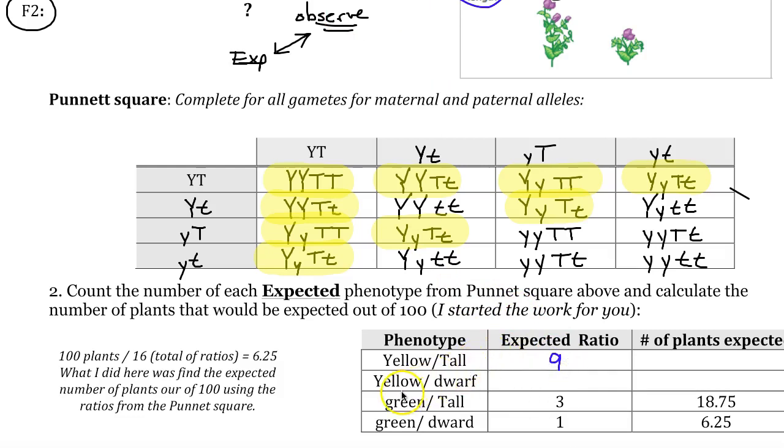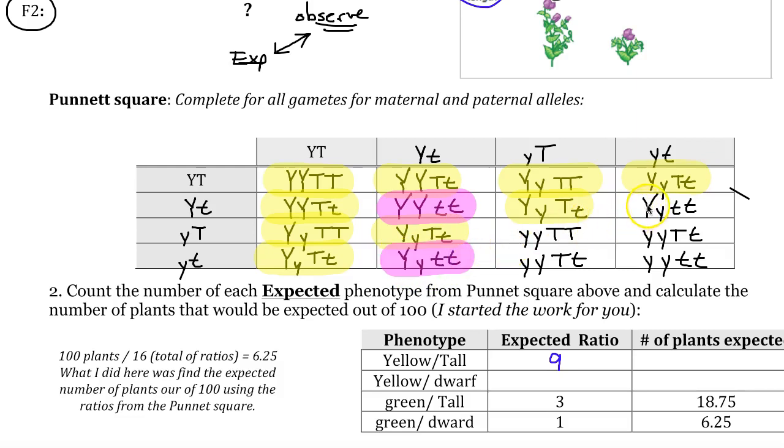Yellow dwarf. Let's see if we got yellow dwarf here. I'm just going to pick a different color for yellow dwarf. So yellow would mean I have 1 Y, and heterozygous. There it is. So yellow dwarf is right there. And heterohomozygous, there we go, is another one.